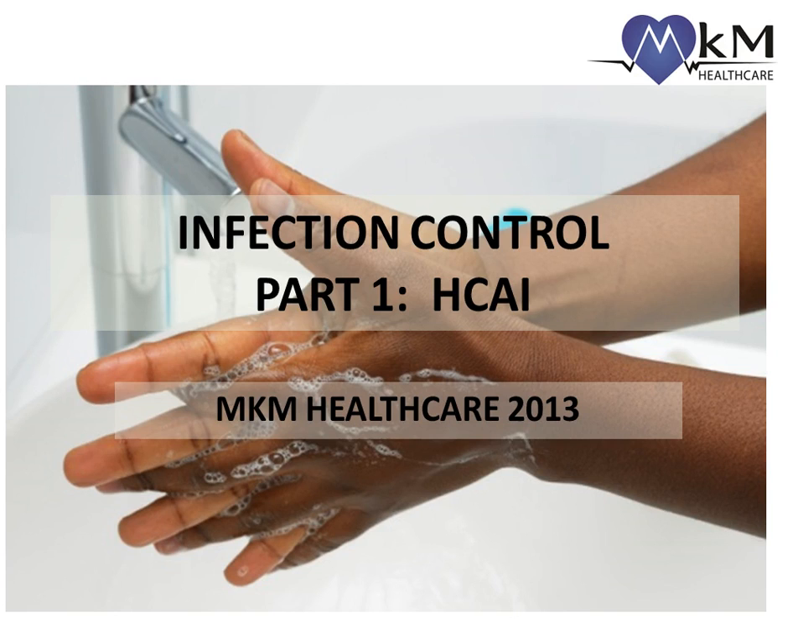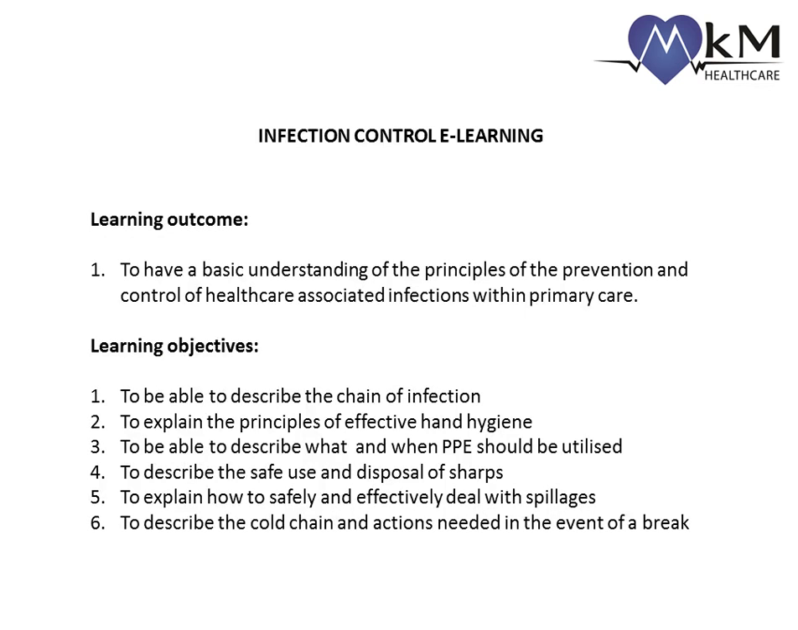By the end of the training, you will have a basic understanding of the principles of the prevention and control of healthcare-associated infections, and you will be able to describe the chain of infection, the principles of effective hand hygiene, describe what and when personal protective equipment should be used, describe the safe use and disposal of sharps, explain how to safely and effectively deal with spillages, and to describe the cold chain and the actions needed in the event of a break.